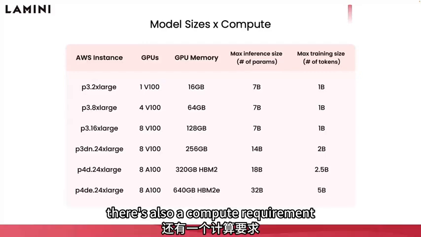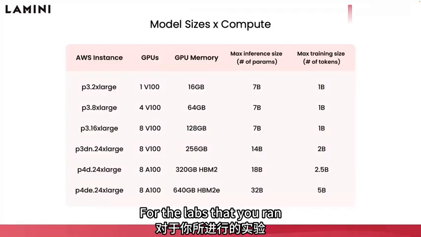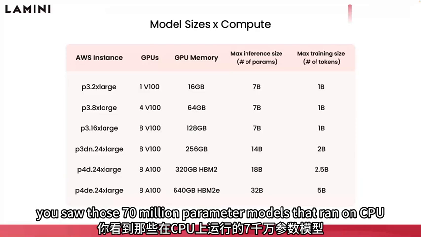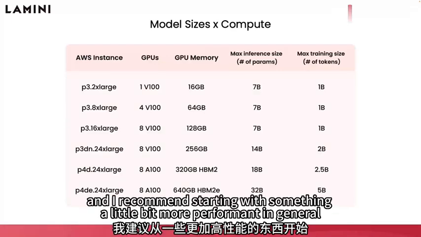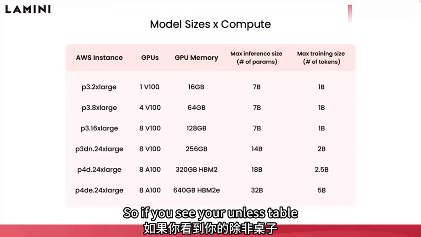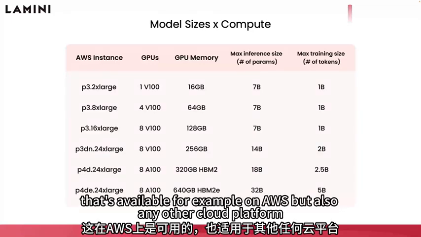So now that you have a sense of model sizes that you need for your task complexity, there's also a compute requirement, basically around hardware, of what you need to run your models. For the labs that you ran, you saw those 70 million parameter models that ran on CPU. They weren't the best models out there, and I recommend starting with something a little bit more performant in general.